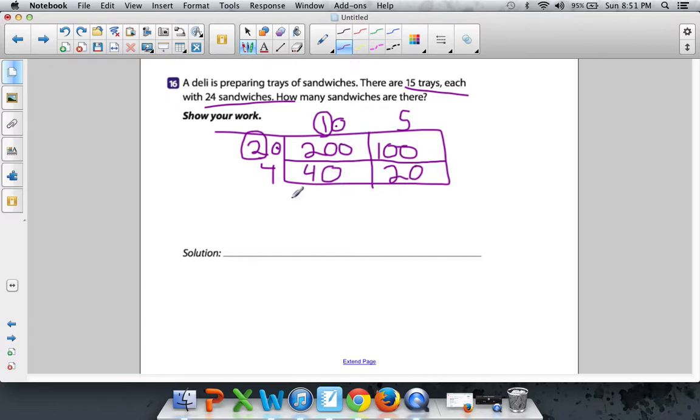200 plus 40, 240. 100 plus 20, 120. Now we've got to add these guys up. Let me put them over each other so I don't accidentally confuse myself. 0 plus 0 is 0. 4 plus 2 is 6. 2 plus 1 is 3. 360. 360 sandwiches is the answer.